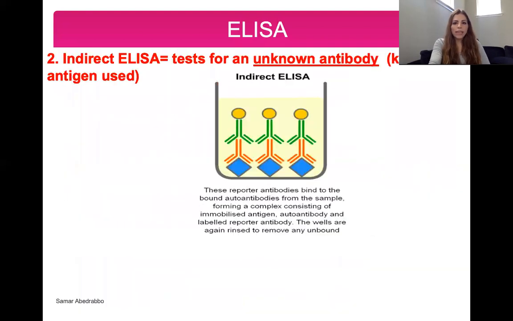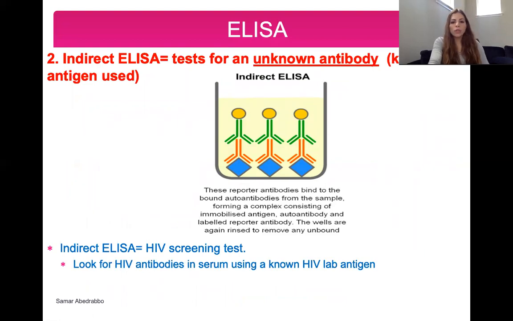In indirect ELISA, it's the opposite. You have a known antigen and you're trying to detect unknown antibodies. So we use indirect ELISA, for example, with HIV screening and other things, and we're trying to see if someone has HIV antibodies in their serum or their blood. Serum is a component of blood.